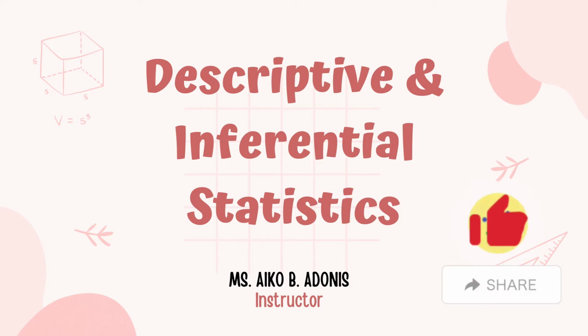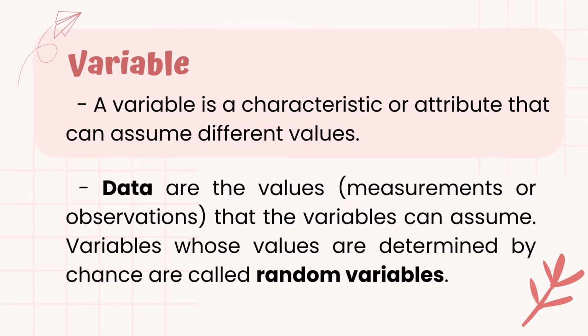So before I continue discussing this topic, descriptive and inferential stat, I will also give you the important terms in this topic. So let's start with a variable. When we say variable, a variable is a characteristic or attribute that can assume different values. So these different values that can be assumed by a variable are what we call data. So data are the values that the variables can assume.